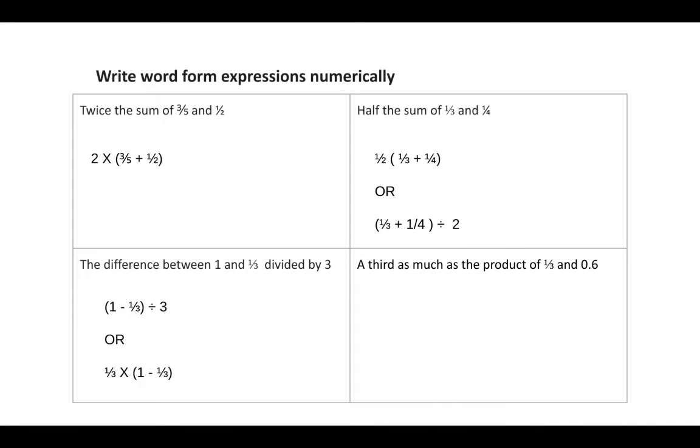And the final box on this page says 1/3 as much as the product of 1/3 and 6/10. And now here we see the 6/10 written in a decimal form. So not only do we have to write this in numbers, but we have to turn that decimal into a fraction. So you will see that I can write this as 1/3, the product of 1/3 times 6/10 written as a fraction.